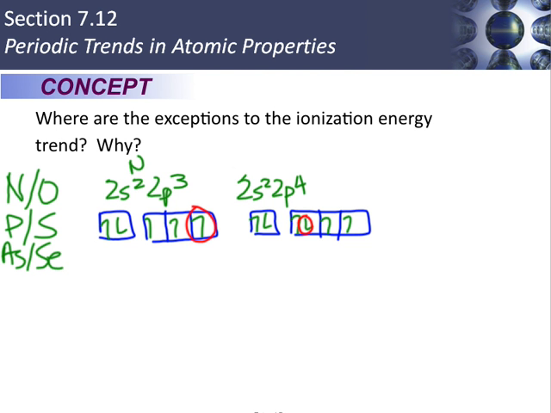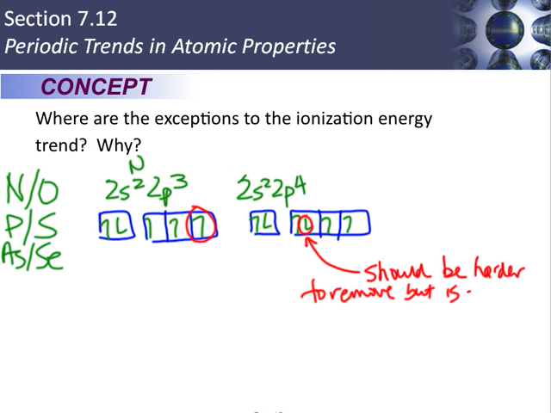Does everyone get that? Okay, so if the trend were correct, this electron should be harder or easier to remove? Should be harder. Should be harder to remove, but is easier. Why? Any guesses? It's more, what's more stable?